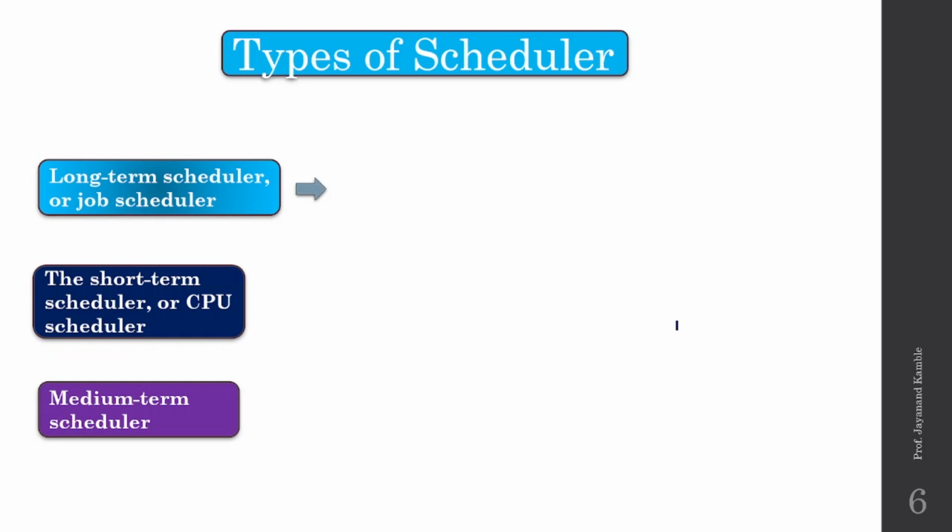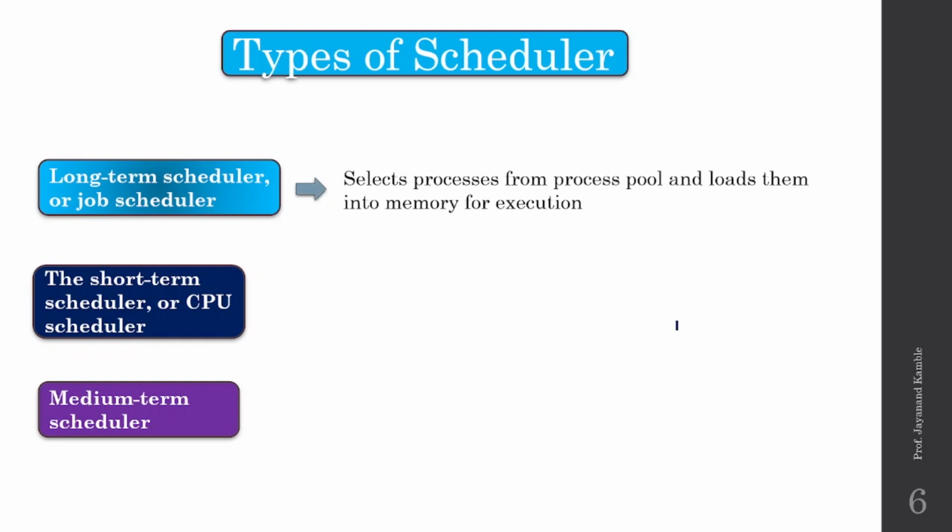In a batch system, more processes are submitted than can be executed immediately. We have many processes that are put into the main memory. These processes are spooled to mass storage devices. The long-term scheduler or job scheduler selects the process from this pool and loads them into memory for execution. The long-term scheduler controls the degree of multiprogramming. So we can say the long-term scheduler selects processes from the process pool and loads them into the memory for execution.